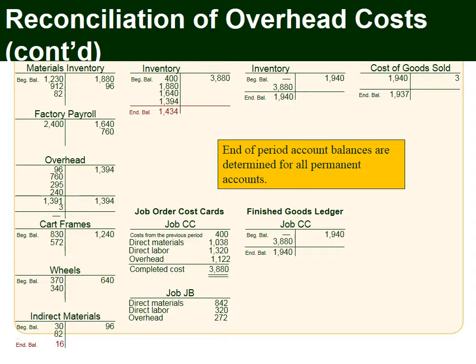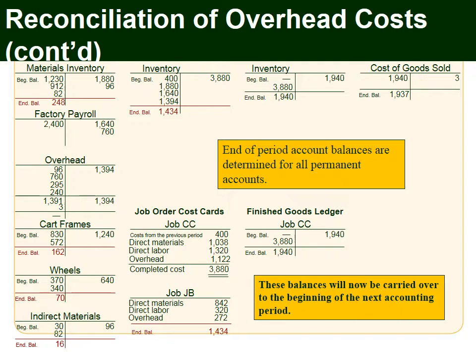So end of period balances are all determined, and they're now going to be carried over into the next accounting period. So what we've got here is that we've got materials and we've got subsidiary ledgers that add them up. We have work in process for job JB, and we have one golf cart in finished goods, and our cost of goods sold is ready for the income statement.